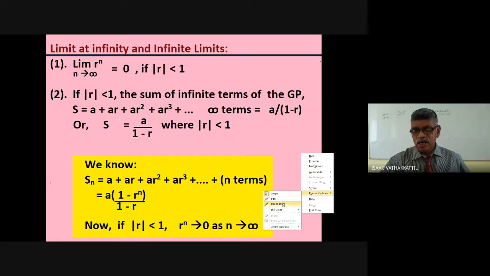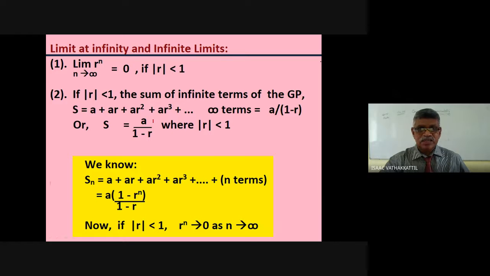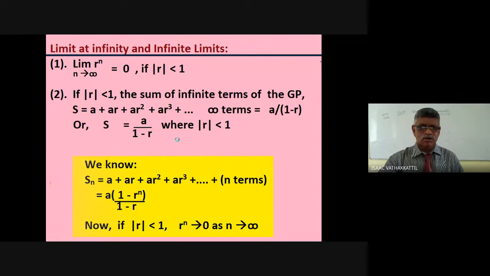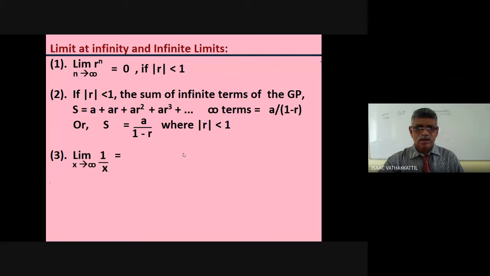Again I remind you, you have to remember this. Sum to infinite terms of a GP with the first term a, common ratio r, where mod r less than 1, the sum to infinite terms is a upon 1 minus r. You may need to apply it in many places in your ongoing chapters also. We'll take some examples if we get time.